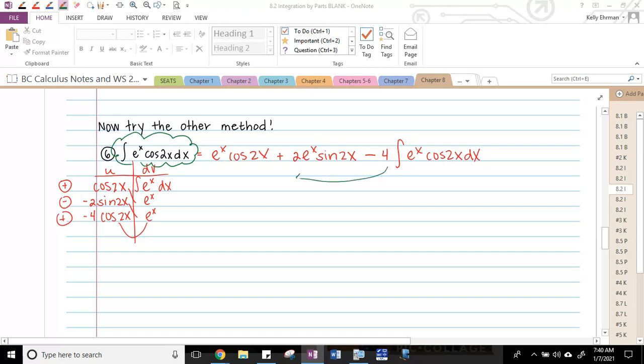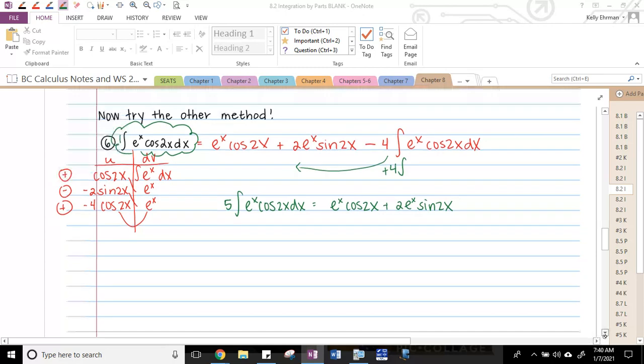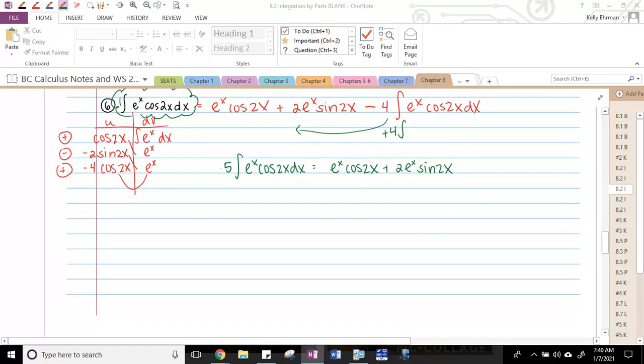I can add 4 times the integral of all of that to the left side. 1 plus 4 is 5 times the integral of e to the x cosine of 2x dx. What did I have left over here? I just had an e to the x cosine of 2x plus a 2e to the x sine of 2x. And finally, last step to solve is to divide by 5. I'm going to rewrite the whole thing. Plus c, almost forgot it. All of these are indefinite integrals, so we have a plus c.